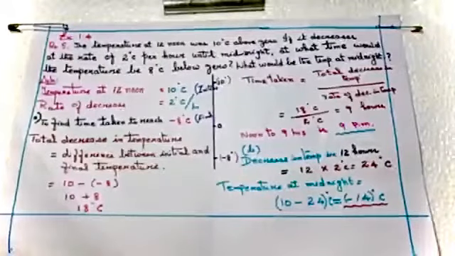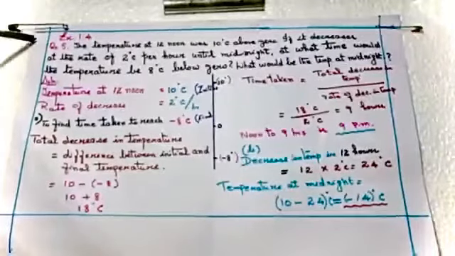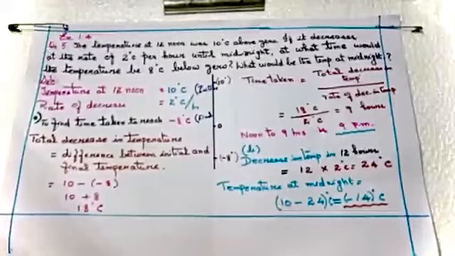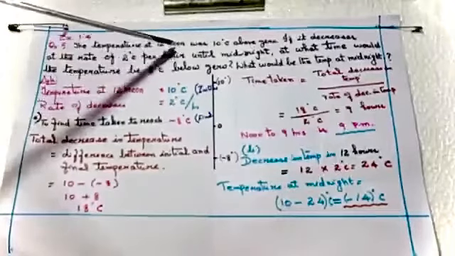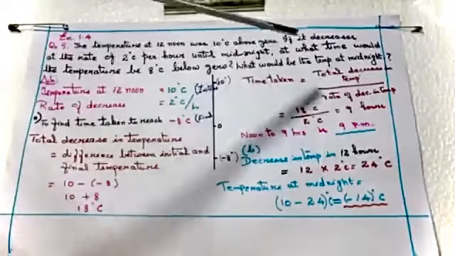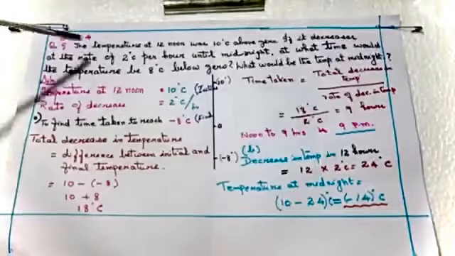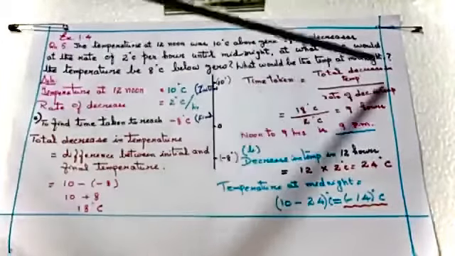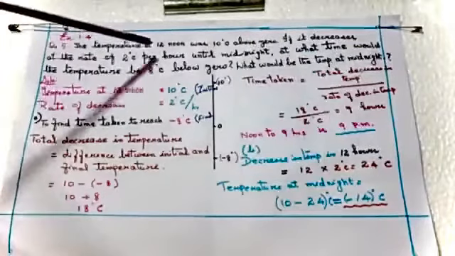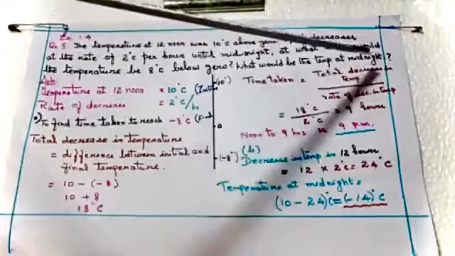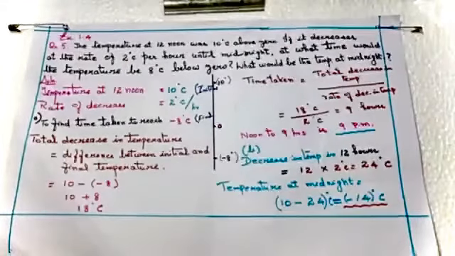Today we will continue with exercise 1.4, question number 5. The question reads as: the temperature at 12 noon was 10 degrees Celsius above zero. If it decreases at the rate of 2 degrees per hour until midnight, at what time would the temperature be 8 degrees Celsius below zero? What would be the temperature at midnight?